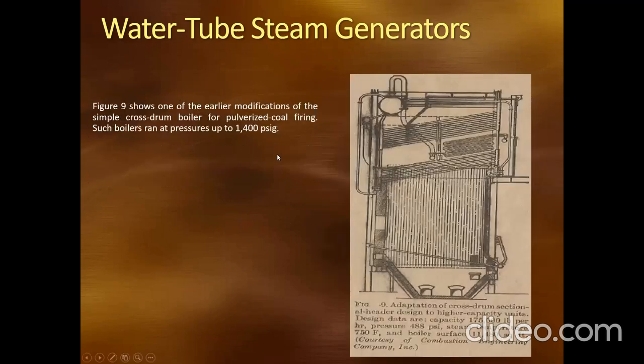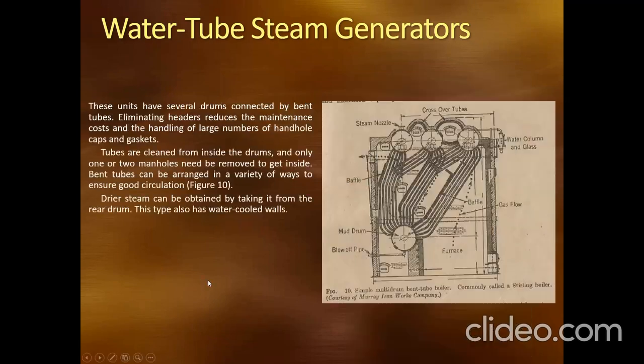Figure 9 shows one of the earlier modification of simple cross drum boiler for pulverized coal firing. Such boiler runs at pressures up to 1,400 psi. Pulverized coal firing, check the book na lang kasi maraming types of firing doon. Okay? So, boiler lang tayo. So, ito yung itsura niya. Now, these units have several drums.